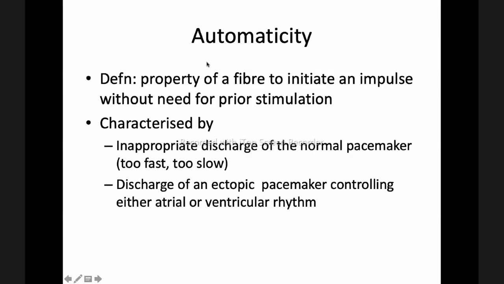I've already talked about automaticity. It is the property of a fiber to initiate an impulse without prior stimulation. The problem is that you can have either the normal pacemaker, the SA node, discharging too fast or too slow. Because our lecture is on bradycardias, we'll concentrate on when it's too slow, okay? Or you might have an ectopic pacemaker which starts controlling the rhythm of the heart.